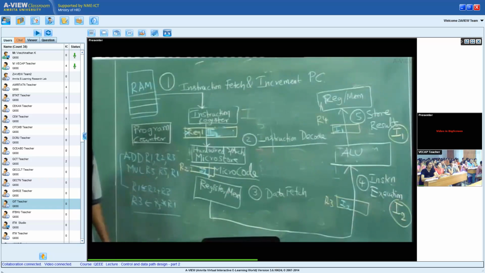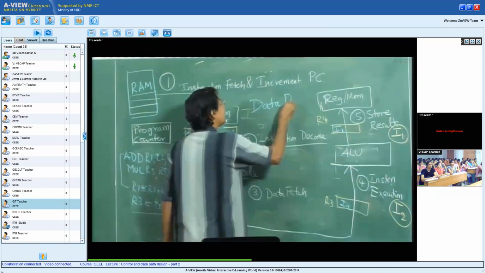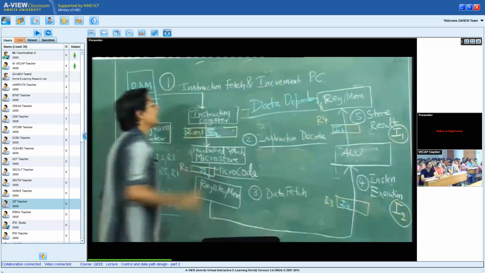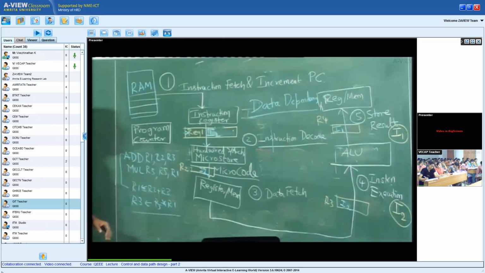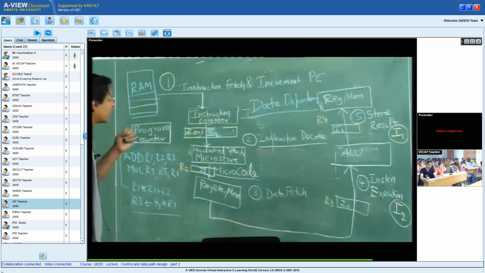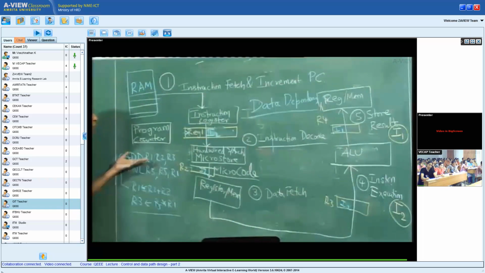This particular problem is called data dependency. Because of this data dependency, I am going to have a problem in execution. So, if there is a data dependency, then I have to do something to handle it. I have to do something to get rid of this problem. If I do not take an action, then I will get incorrect results.